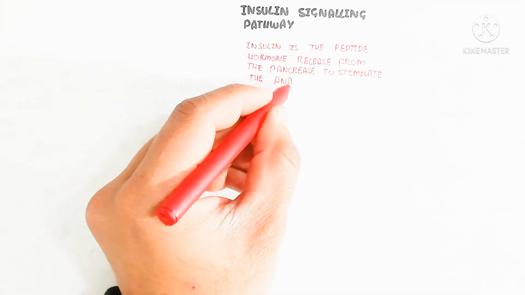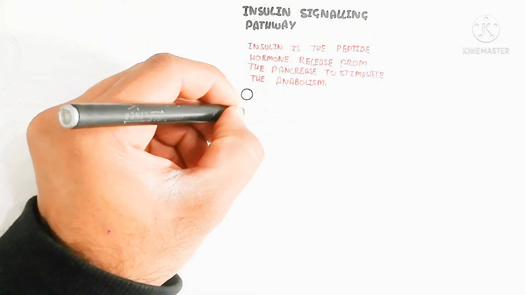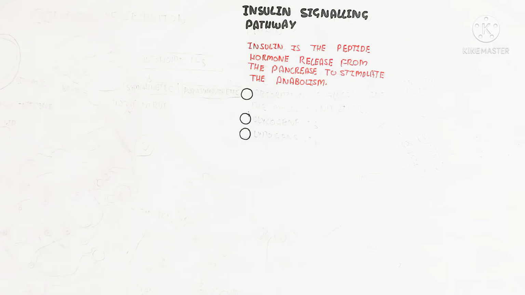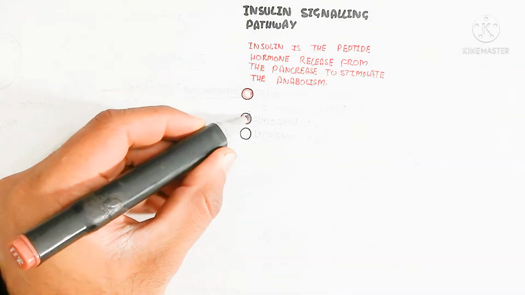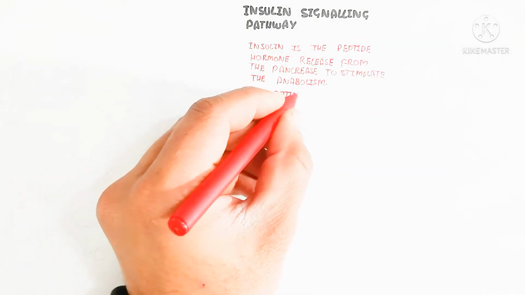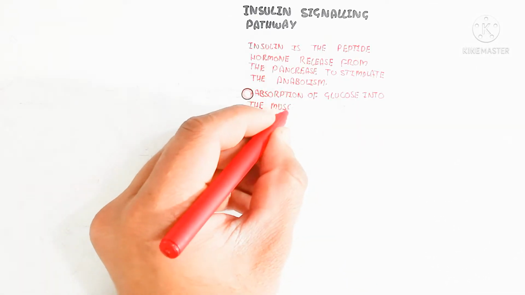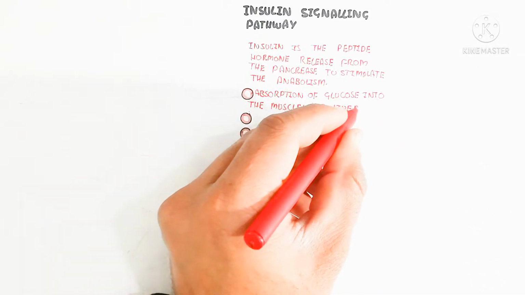The type of metabolism is anabolism. Anabolism means the synthesis of glycogen, synthesis of lipids, and synthesis of protein. So the absorption of glucose into the muscle and liver leads to glycogenesis and lipogenesis.